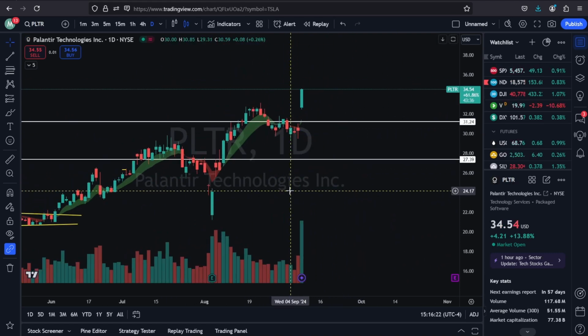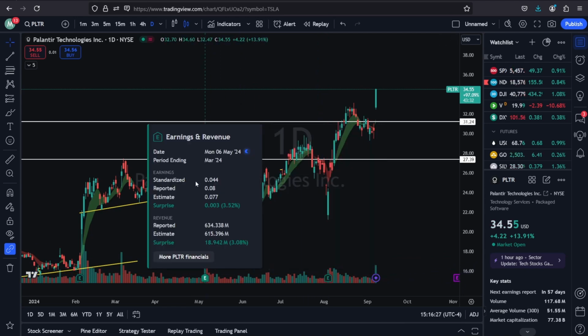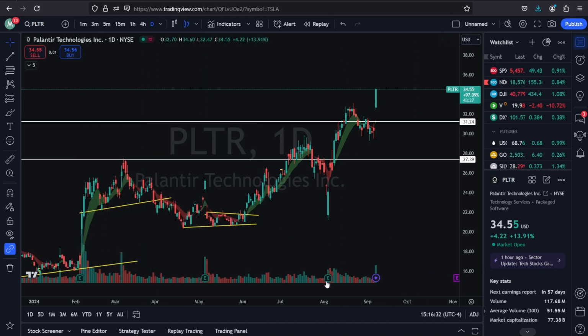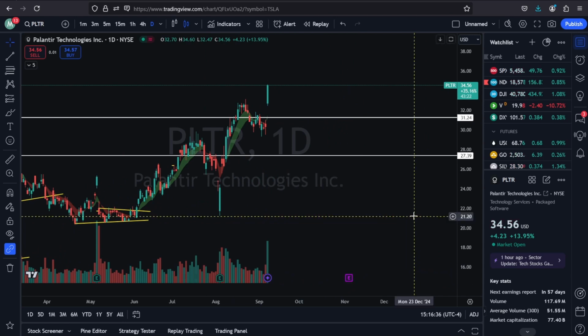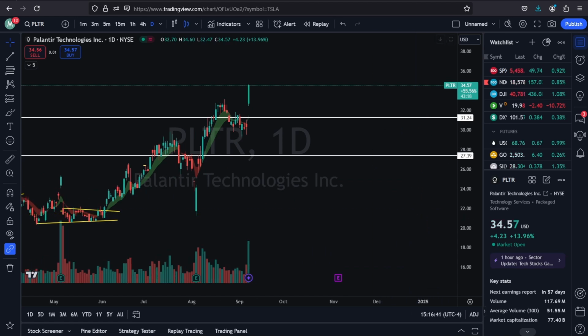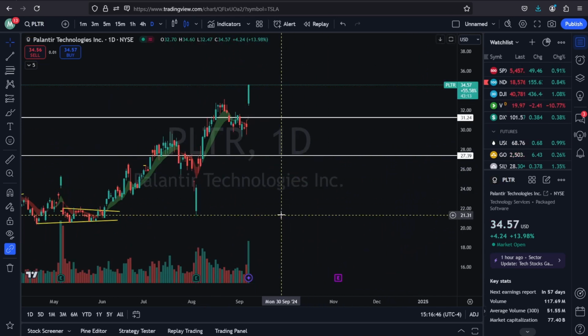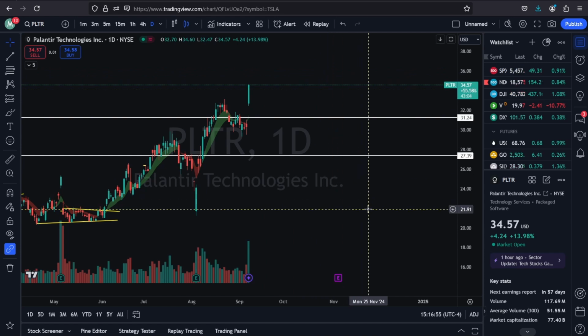So PLTR right now, they're reporting consistently 9 cents earnings per share per quarter. 8 cents, 8 cents, 9 cents, next one, 9 cents. So if the earnings doesn't catch up to the stock's price, we're going to see a very, very similar move to Celsius here. Yes, it might continue going to the point that the PE ratio is 250, 300, 400 even, but the higher it goes, the harder it crashes.